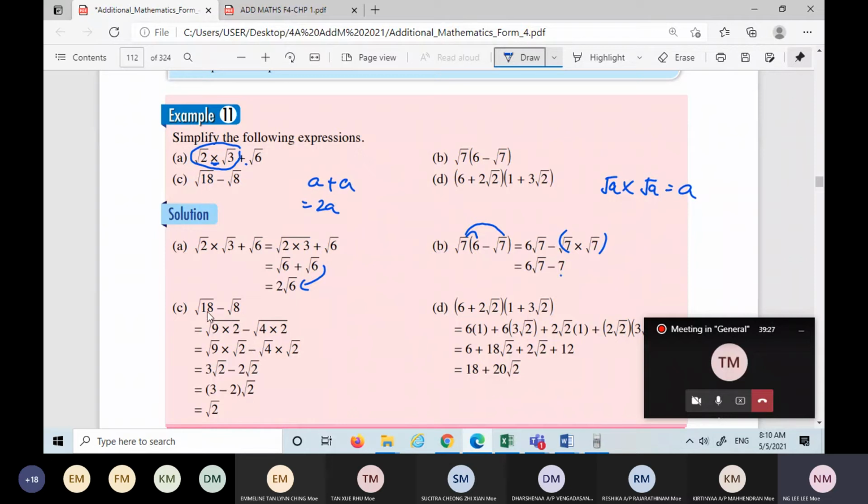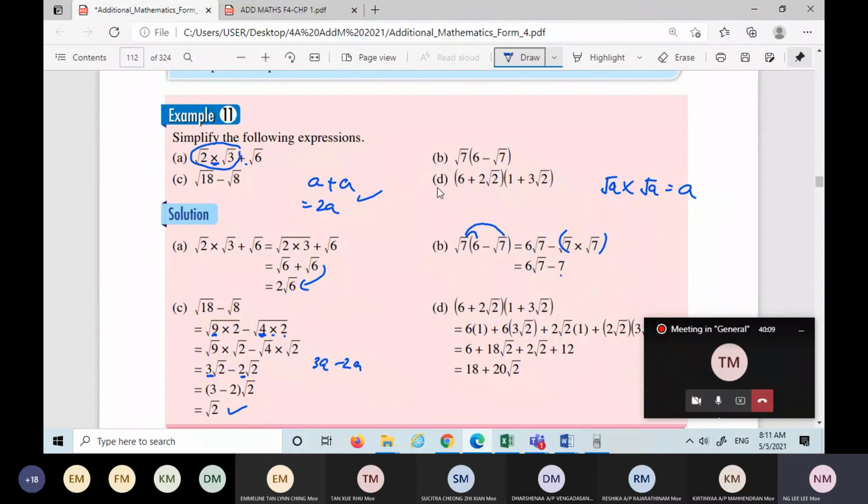So here 18, you can write it as 9 times 2, where 9 is the perfect square. 8, you can write it as 4 times 2, and 4 is the perfect square. Then separate them. So the square root of 9, you get 3, and square root of 4, you get 2. Now 3 square root of 2 minus 2 square root of 2. This one is the same as just now. So you can think of it as 3A minus 2A. The answer is 1A. So therefore, the answer is square root of 2. Or they do it this way, you see. They factor out square root of 2, and inside the bracket is 3 minus 2, also can.